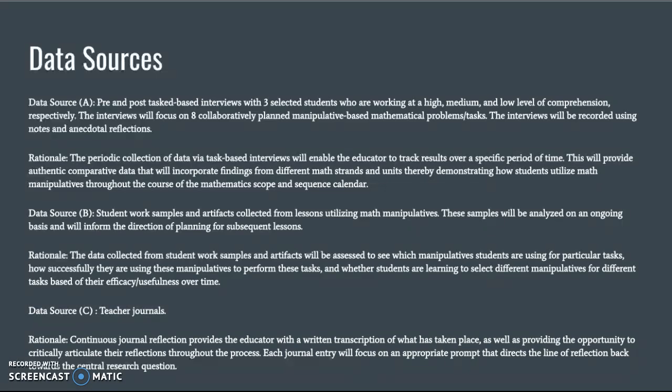The reason is because the data collected from student work samples and artifacts will be assessed to see which manipulatives students are using for particular tasks, how successfully they are using these manipulatives to perform these tasks, and whether students are learning to select different manipulatives for different tasks based on their efficacy and usefulness over time.